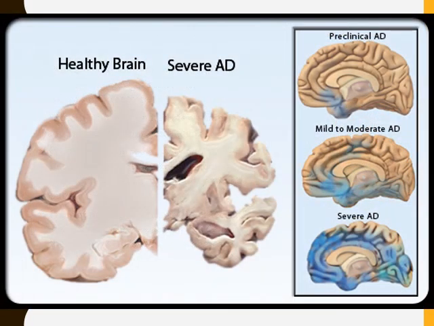We talked about how before the Alzheimer's brain actually atrophies, and you can see the healthy brain and the Alzheimer's brain here in this photo.